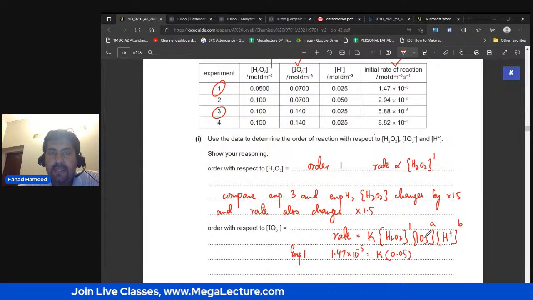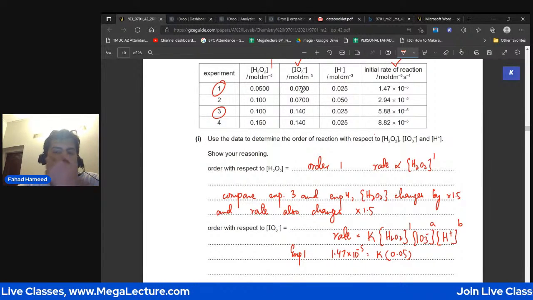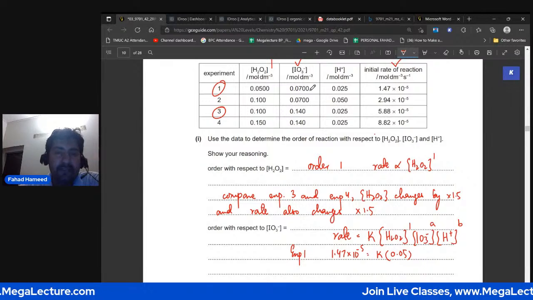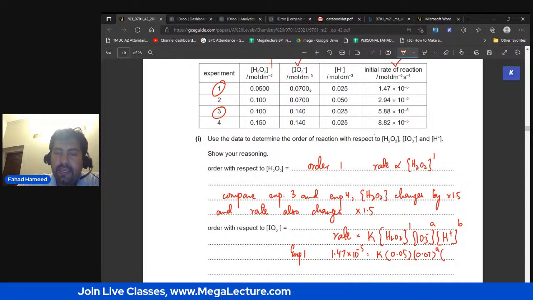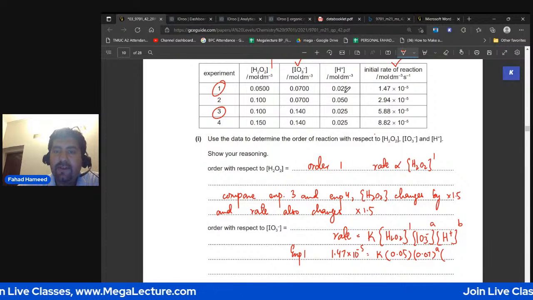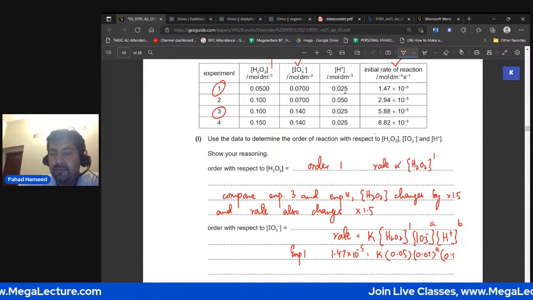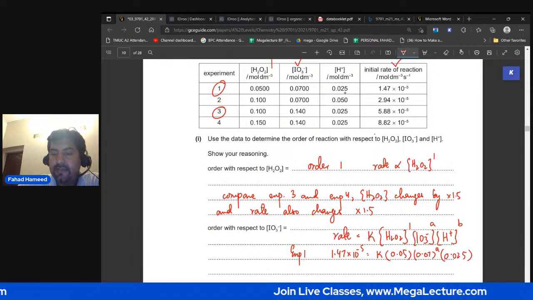IO3 minus 1, I've got IO3 minus 1, and that is 0.07. And for that, I don't know what the power is. So let's call that A. And H plus 1 is 0.025. I don't know what the order is. So it's 0.025, and that's B.